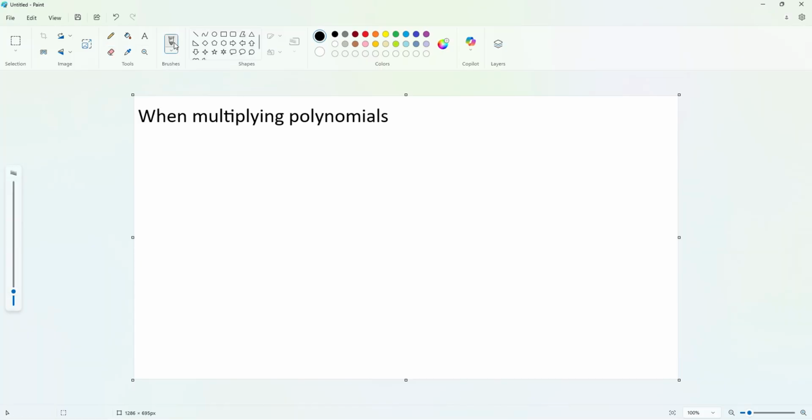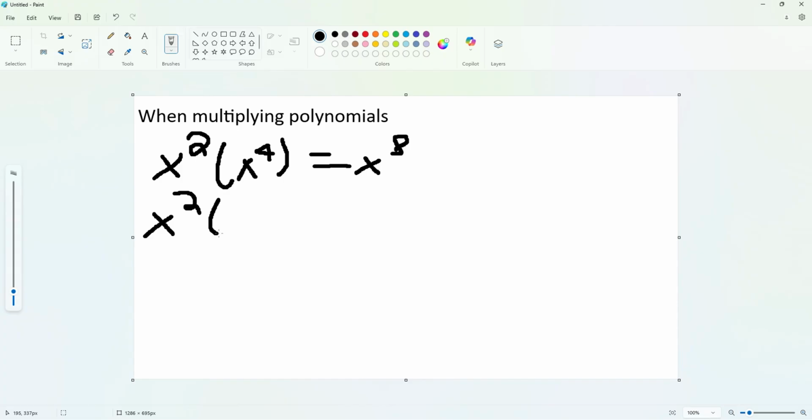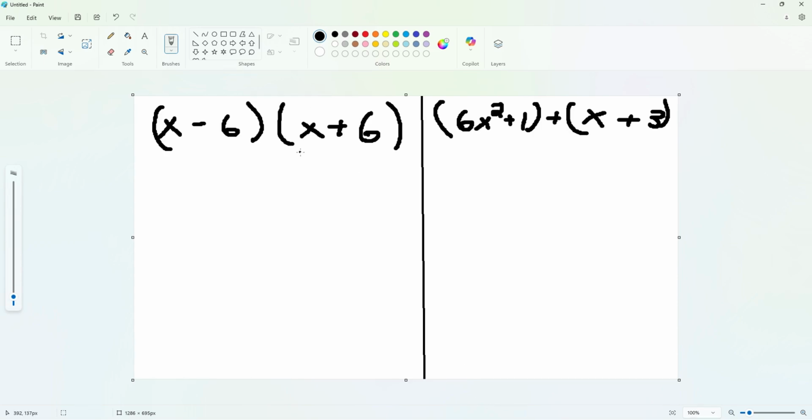Now, before we start multiplying polynomials, when multiplying exponents to one another, like this question, some people may think that it's 2 times 4, which is completely incorrect. When you multiply two exponents together, you are adding the exponents together. X to 6. Let's begin with these two questions.